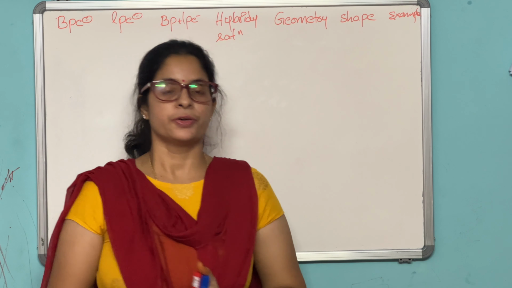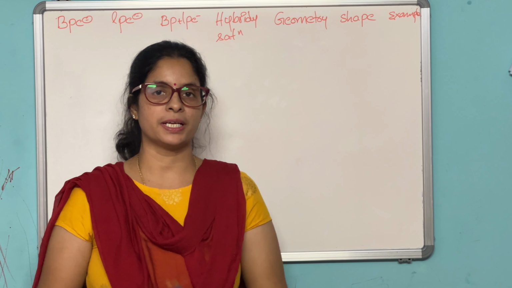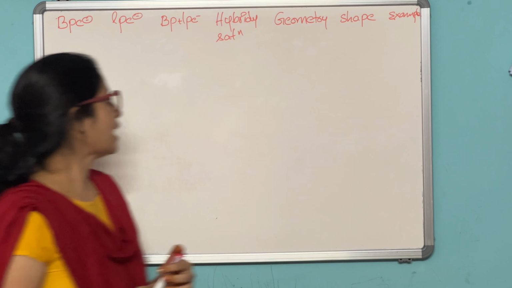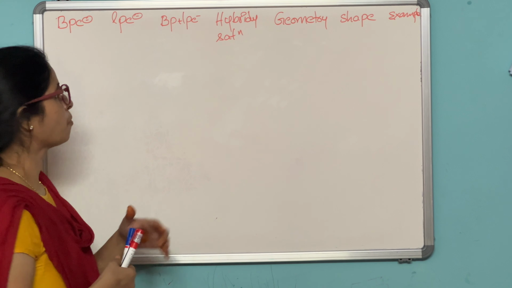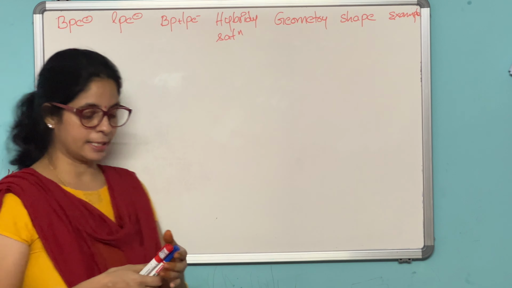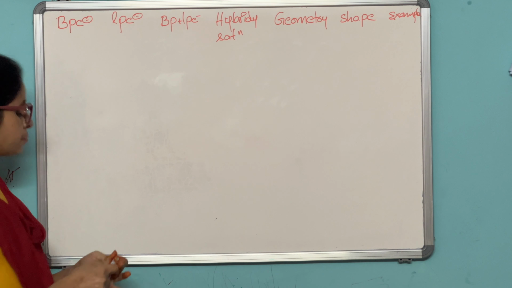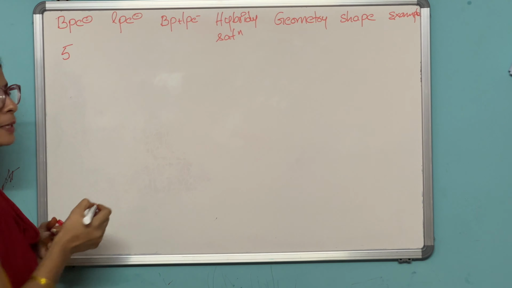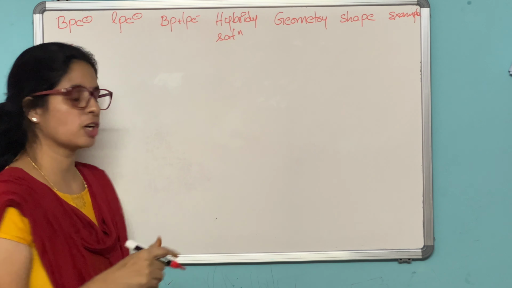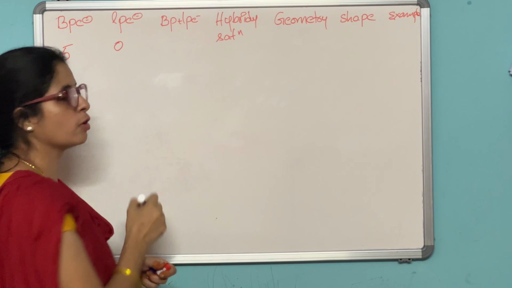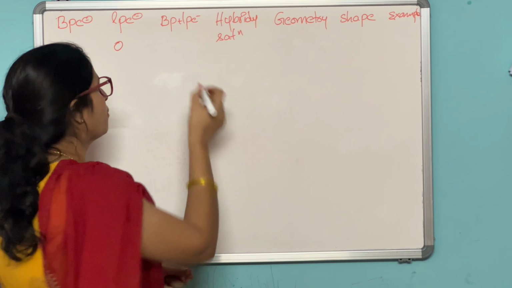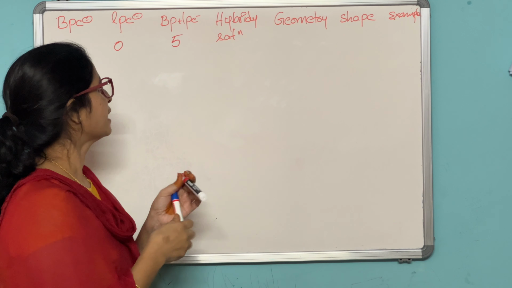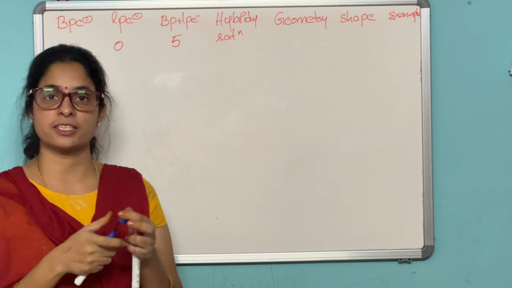Students, today in this video we are going to complete hybridization. In the last video we also discussed half of this table, and now the next example: if 5 bond pairs of electrons are there and the number of lone pairs is 0, then bond pair plus lone pair of electrons is equal to 5. And here, what is the hybridization if it is 5?